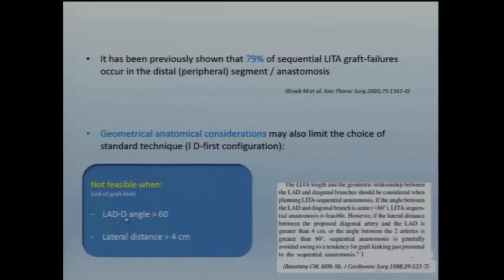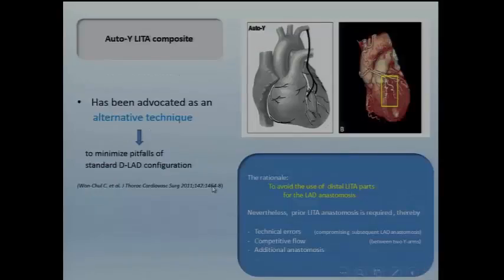The standard technique is not feasible when the LAD diagonal angle is more than 60 degrees and the lateral distance is greater than 4 centimeters. Now, in order to counteract these disadvantages of the standard technique, an auto-Y LITA composite has been recently proposed and is occasionally used. In this technique, the distal LITA segment is resected and reimplanted as a small Y composite to graft the diagonal artery.